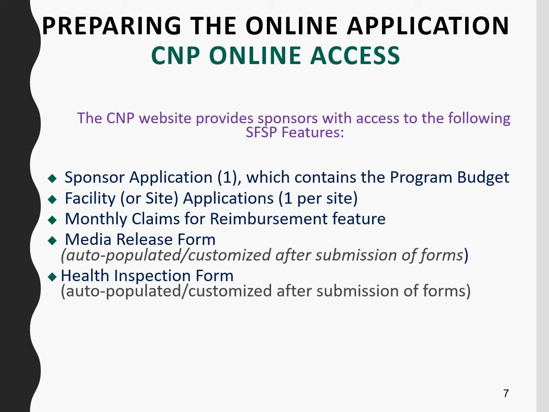The CMP website provides sponsors with access to the following SFSP features: the sponsor application, which contains the program budget, facility or site applications, one per site, monthly claims for reimbursement, a sample media release form, which will auto-populate and customize after submission of your forms, and a health inspection form, which will also auto-populate and customize after submission of forms.